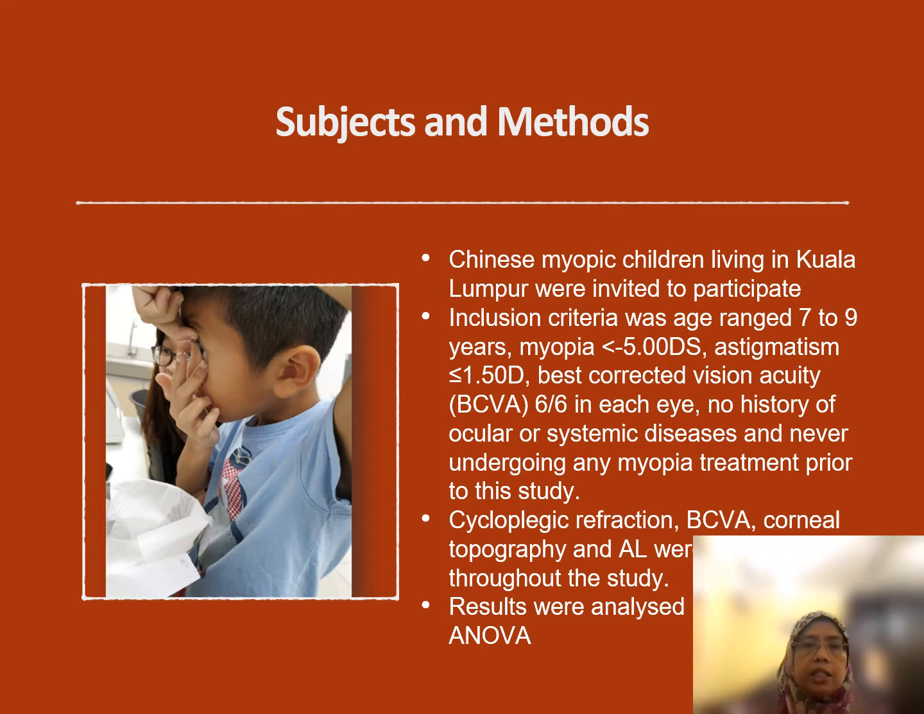Methodology: Chinese myopic children living in Kuala Lumpur area were invited to participate in this study. The inclusion criteria were age range between 7 to 9 years old, myopia of less than -5 diopters, astigmatism of less than or equal to -1.50 diopters, best corrected visual acuity of 6/6 in each eye with no history of ocular or systemic diseases, and never undergoing any myopia treatment prior to this study. Cycloplegic refraction, best corrected VA, corneal topography, and axial length were monitored throughout the study, and the results were analyzed using t-test and ANOVA.